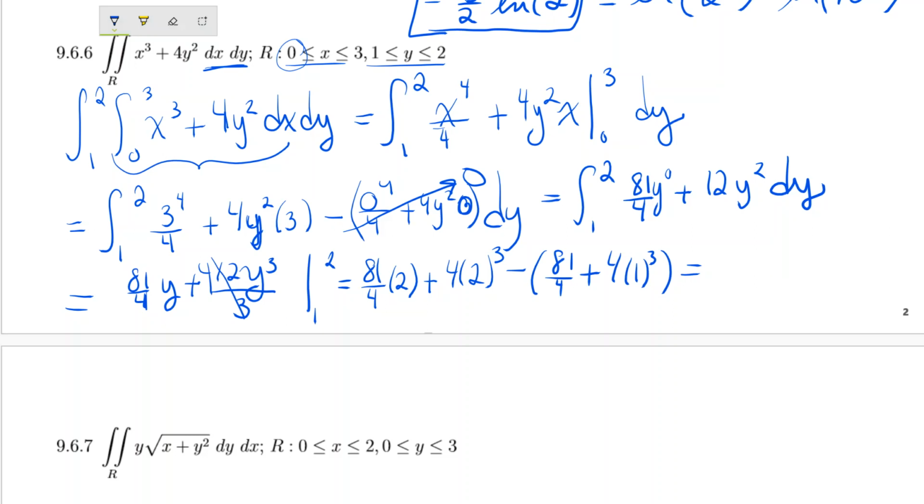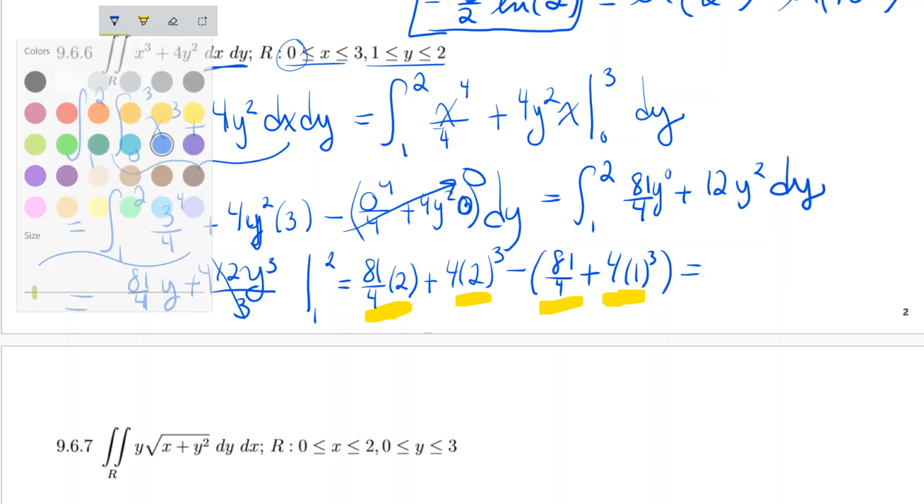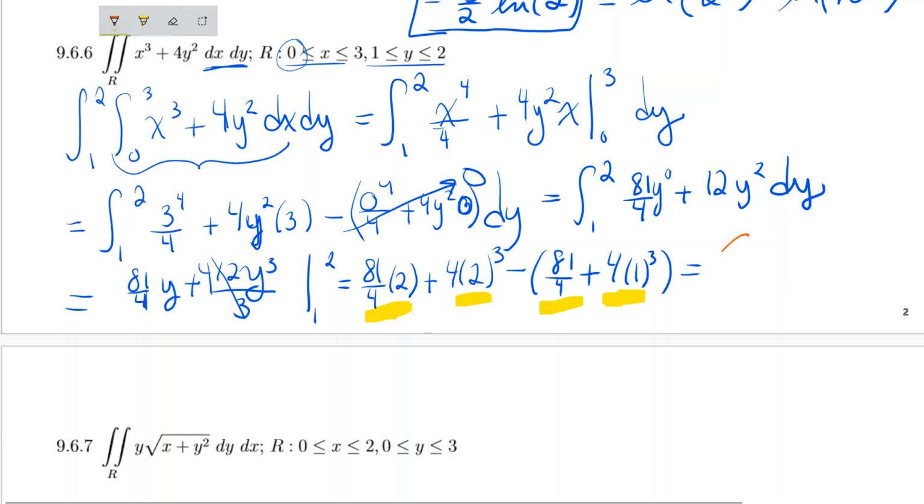Okay, so for this, I have two 81 fourths and I'm going to lose one of them, so I really only have 81 over 4. And I'll have 2 cubed, which is 8, times 4, which gives you 32, and then I'm going to lose 4, so 28. So in the end you get 81 fourths plus 28. And if you do your common denominator in fractions, which I did on the side over here where you guys can't see it, you get 209 over 4. Or if you like the decimal equivalent, 52.25.